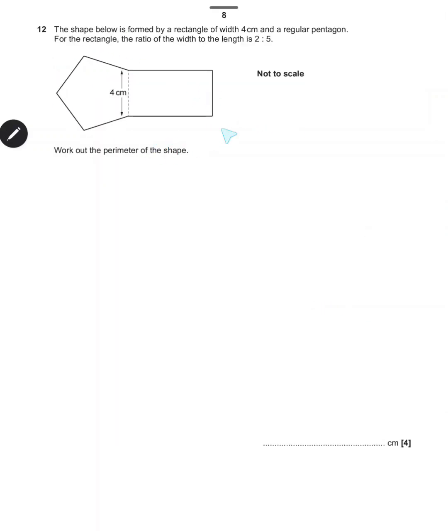Question 12, and we've got this weird shape. Straight away, I'm just going to fill something in. If that there is 4, and this here is a regular pentagon, which it is, then every one of these sides is also 4. Regular pentagon means all the sides are the same length. So I've got that bit sorted straight away.